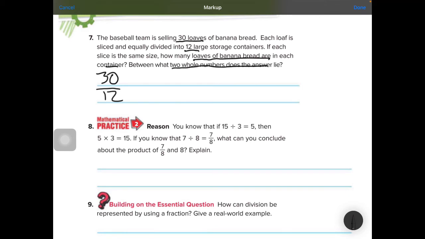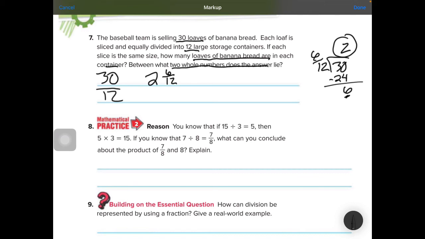Okay, so we have 30 twelfths. So let's divide it out. 12 will go into 30. Let's see, 1 times is 12, 2 times is 24, 3 times is 36. That's too much. So let's do 2. That'd be 24. 30 minus 24 is 6. So there's our whole number, and this is our remainder, and it's out of 12s. So we're going to have 2 loaves and 6 twelfths of another loaf left over.